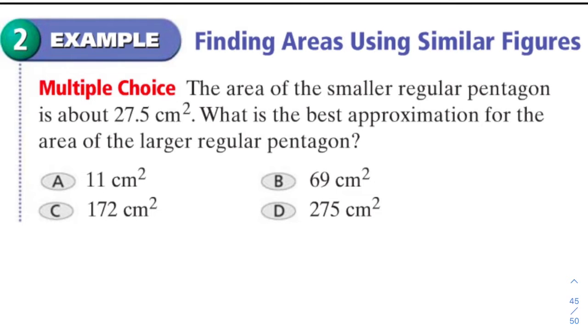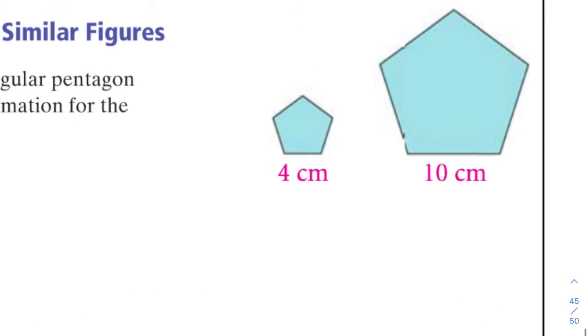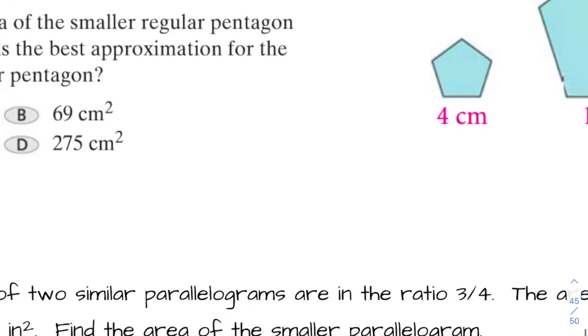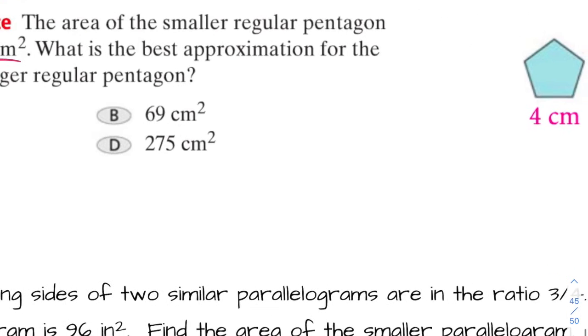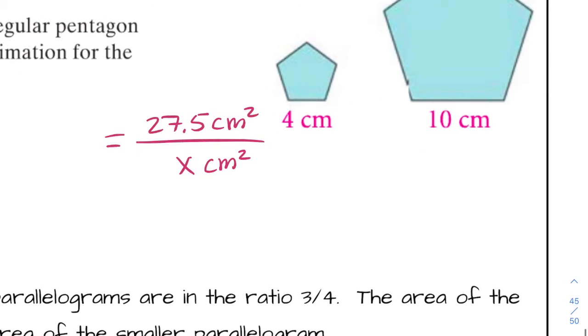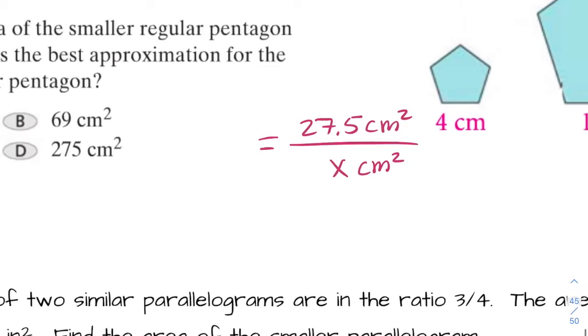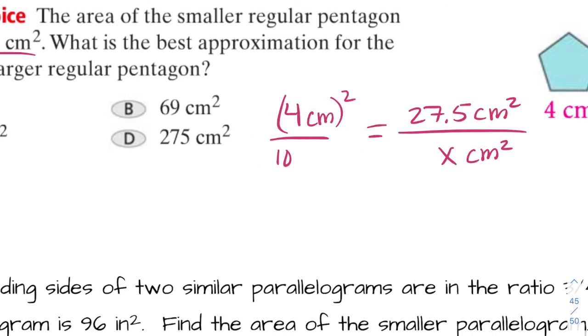What is the best approximation for the area of the larger one? So here's what we're going to do. We're given its perimeter, and that's not exactly what's going to help us. What we're going to have to do is say we have 27.5 centimeters squared. We want to know the area of the larger one. Well, these are not centimeters squared, they're centimeters. So we need to make them centimeters squared. So we're going to do 4 centimeters and square it, and then 10 centimeters and square it.